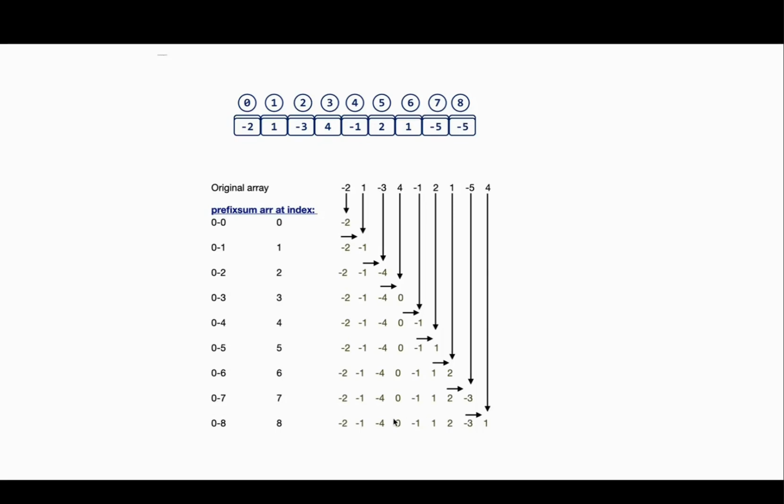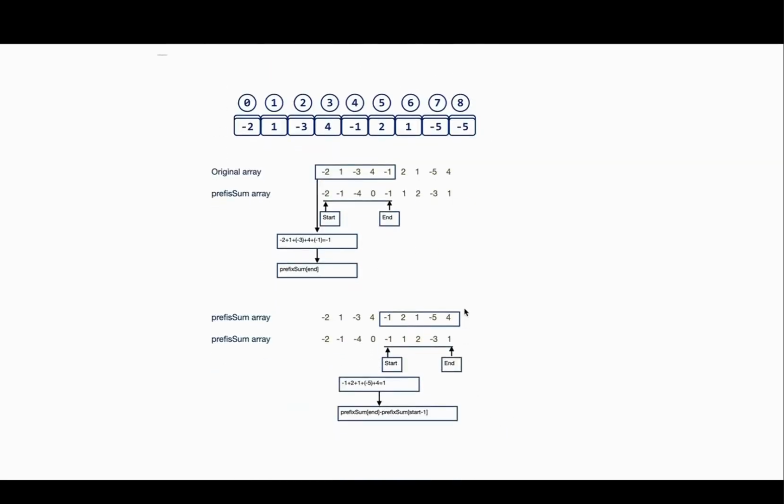So our prefix sum array will be like this: minus 2, minus 1, minus 4, 0, minus 1, 1, 2, minus 3, 1. Now we have our original array, we have our prefix sum array. Now as an example, if we want to find this array sum where the start is 0 and end is 4. So instead of calculating each and every element value from start to end from the original array, we can do like this.